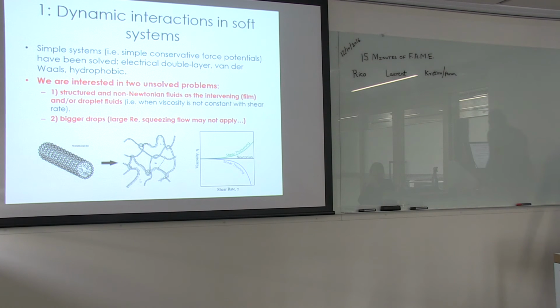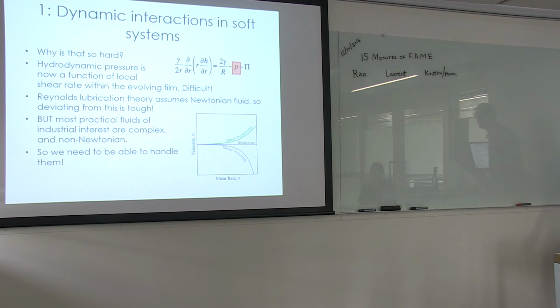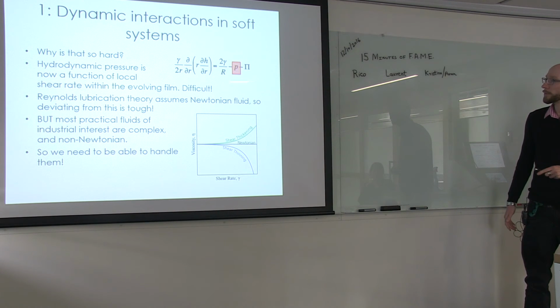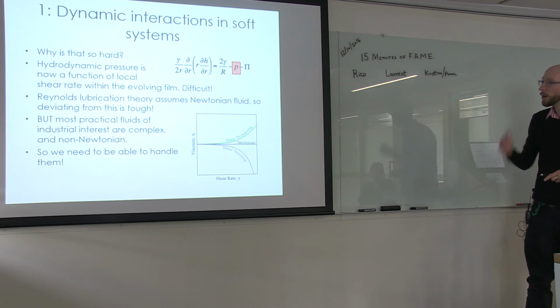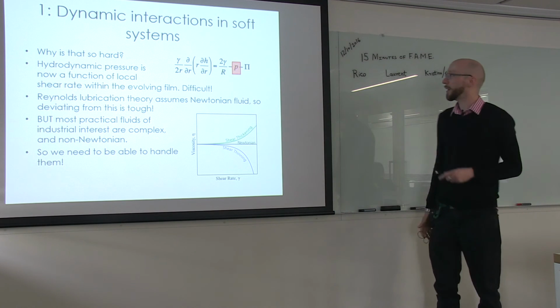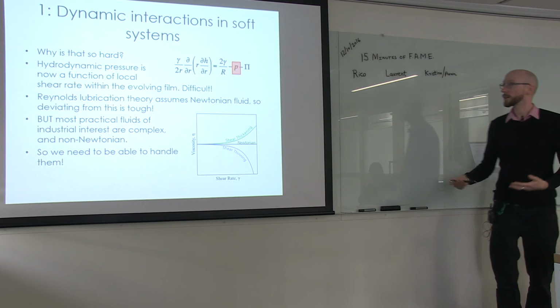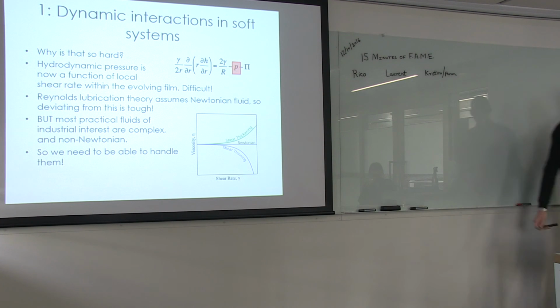And I just want to show you one last thing before I finish. So why is it so hard? Well, in this equation that accounts for deformation of the droplets as a function of radial dimension, the pressure acting on them is now not consistent with time. It's now going to change with time.